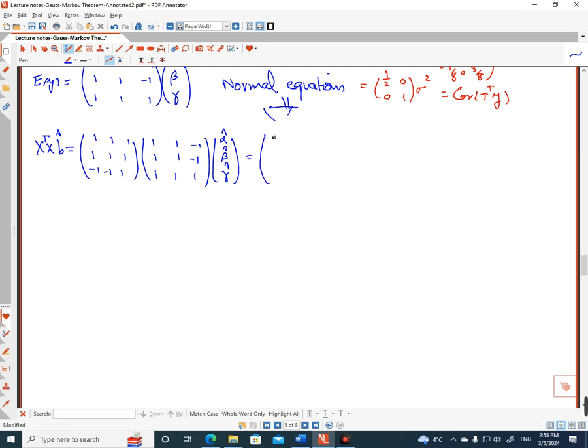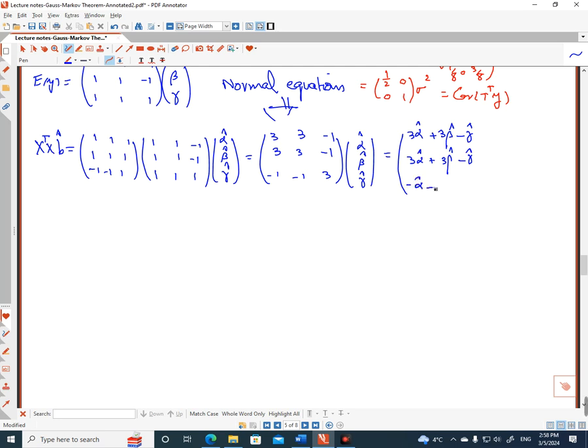which then I can write as, after a simple matrix multiplication: 3 3 1, minus 1 minus 1 3, alpha hat, beta hat, gamma hat, and then it is equal to 3 alpha hat plus 3 beta hat minus gamma hat. We have the second element is the same, we expect so, and the third element minus alpha hat minus beta hat plus 3 gamma hat.